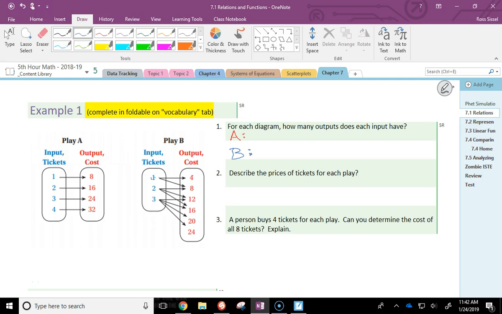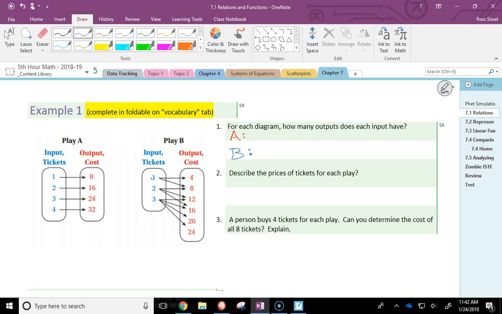Whoa. 2. 4. No, there's 1, 2 or 4 is the one out, isn't it? Say that again, Molly, louder. There's only one input, or like the one input goes to one output. There's only one output. Good.